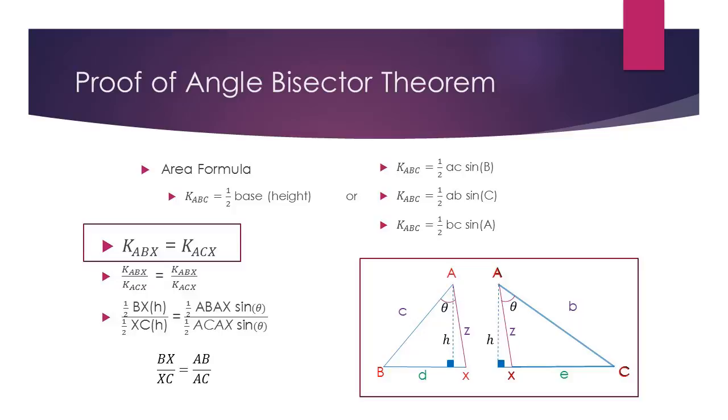And then if you look on the right side of the equation, 1/2 sine theta times AB times AX divided by 1/2 sine theta times AC times AX, we can actually reduce that also and get rid of the 1/2 sine theta AX, so you just have AB over AC left over. So finally we have BX over XC is equal to AB over AC.